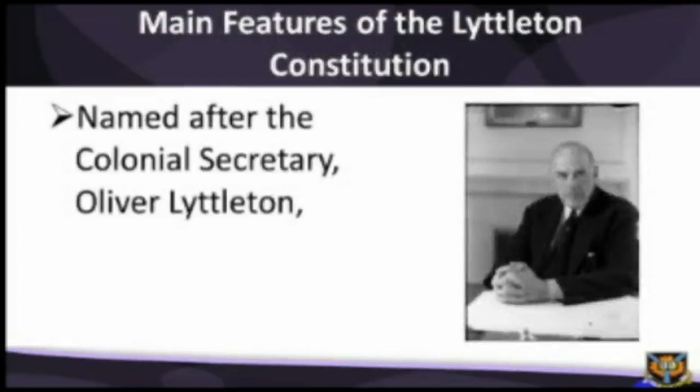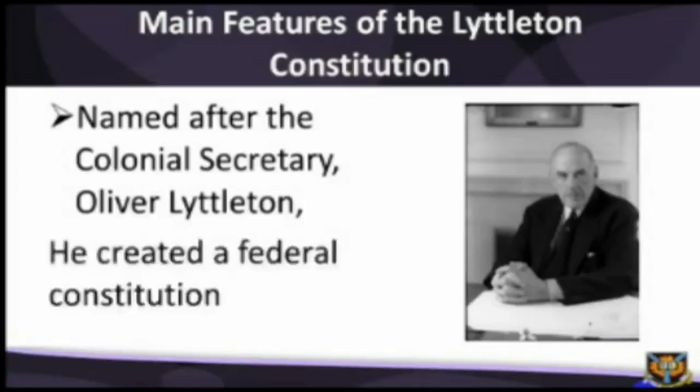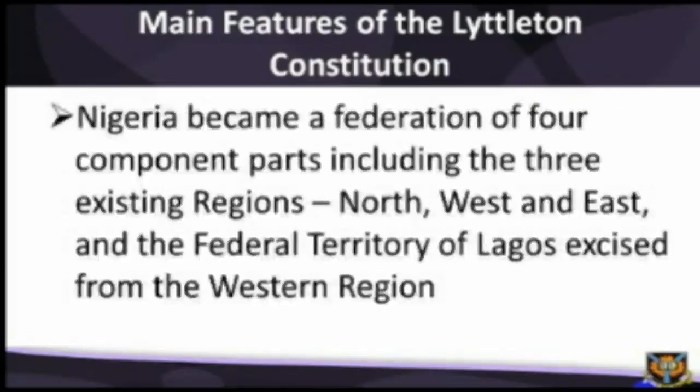The 1954 Constitution, which was named after the colonial secretary, Oliver Lyttelton, created a federal constitution. Nigeria became a federation of 4 component parts, including the 3 existing regions, North, West, and East, and the Federal Territory of Lagos, excised from the Western region.